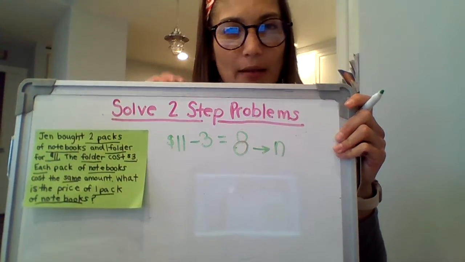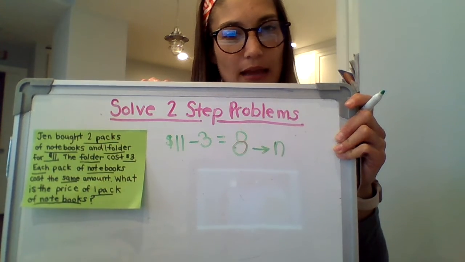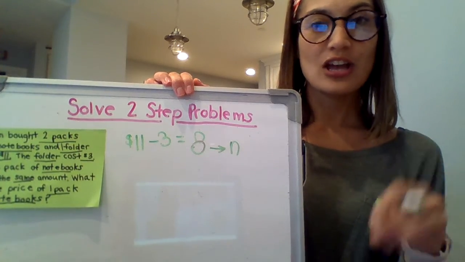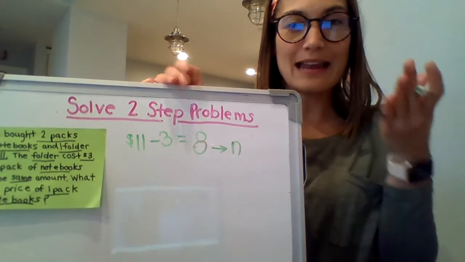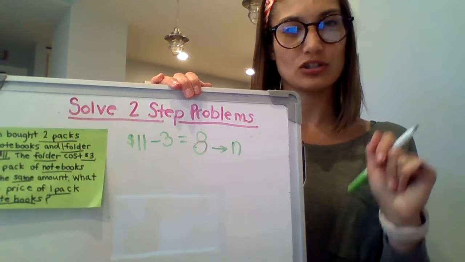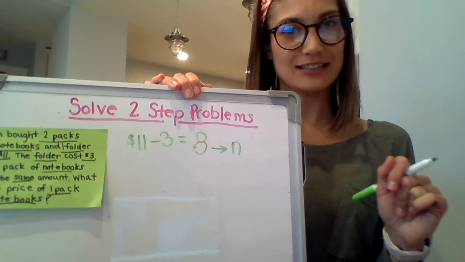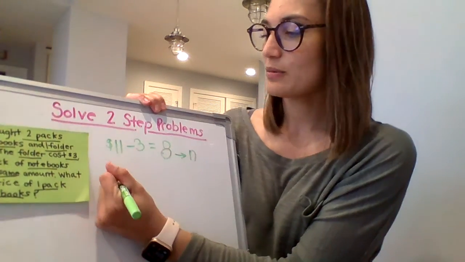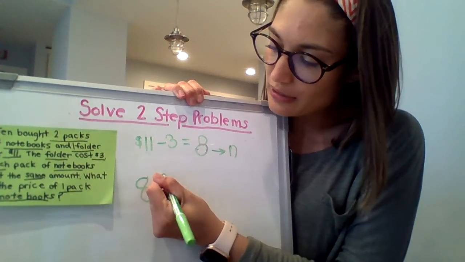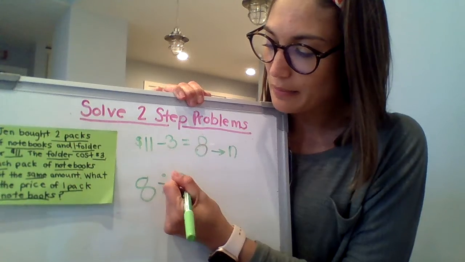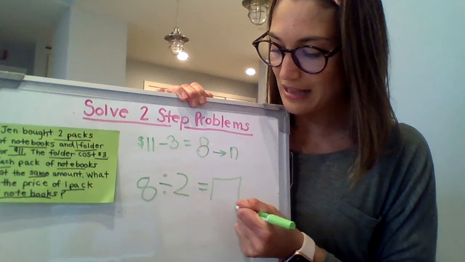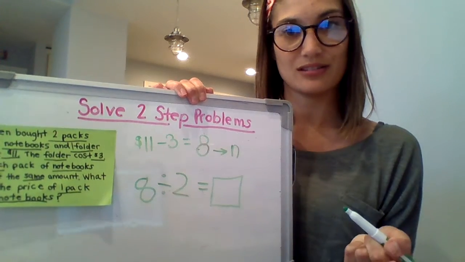But remember, how many packs of notebooks did I buy? Good, I bought 2, and we want to know how much each costs. So if I spent $8 and have 2 of something and want to figure out the cost of each one, what operation do I need to do? Are you thinking division? Then you are correct. So I'm going to take the total amount that the notebooks cost, which was $8. I'm going to divide it by how many packages I bought, which is 2. And then I'm going to figure out what that equals, and that will tell me how much 1 costs.